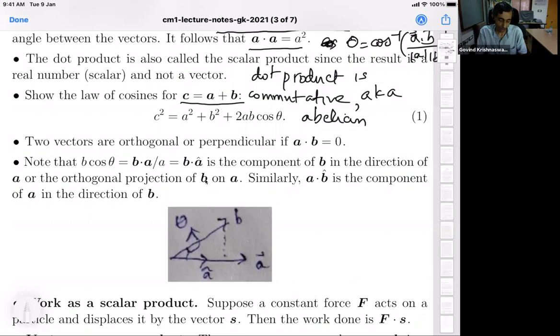I mean this small vector. It's also called the component of B in the direction of A. So pictorially, this is what it is. I drop a perpendicular from the tip of B to the line through the A vector.